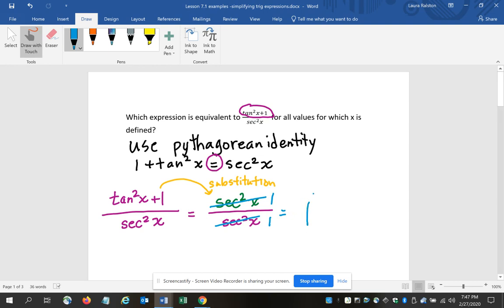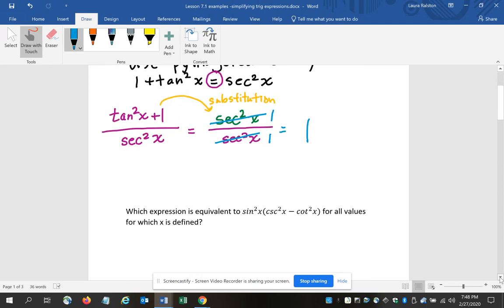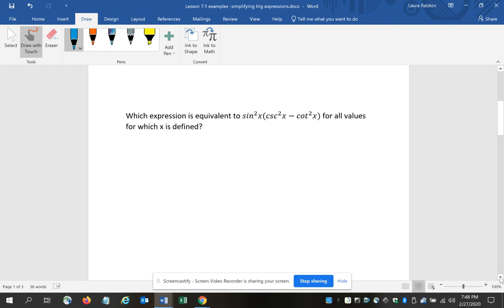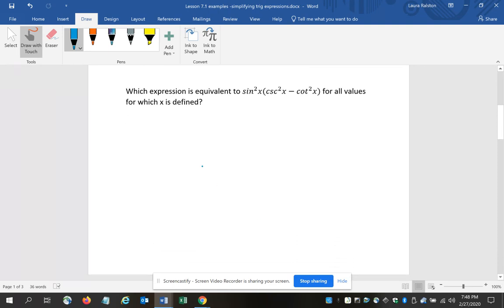So ultimately, the expression tangent squared x plus 1, all divided by secant squared x, is actually equal to a value of 1. And I'll tell you, using a value of 1 as opposed to that messy expression with trig functions in it is going to be a whole lot simpler in calculus, so you want to make sure you do that.